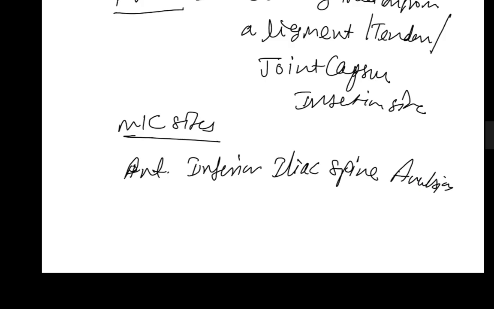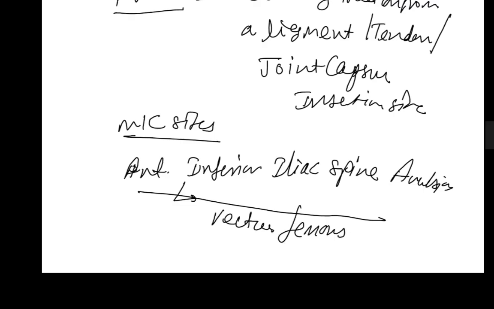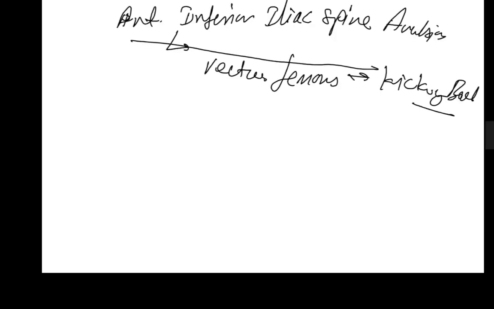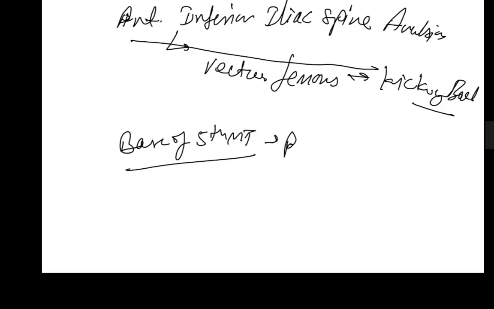The muscle attached at the anterior inferior iliac spine is rectus femoris, as in kicking a wall. The other site of avulsion is the base of the fifth metatarsal, because the muscle peroneus brevis is attached at the base of the fifth metatarsal, causing an avulsion fracture.